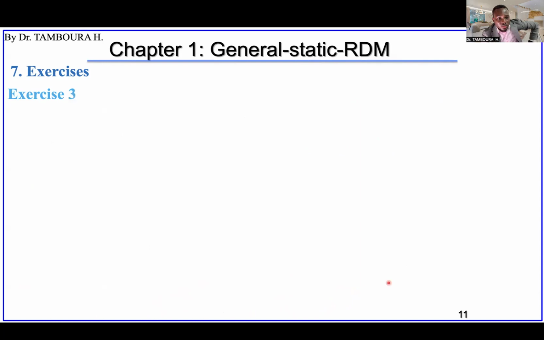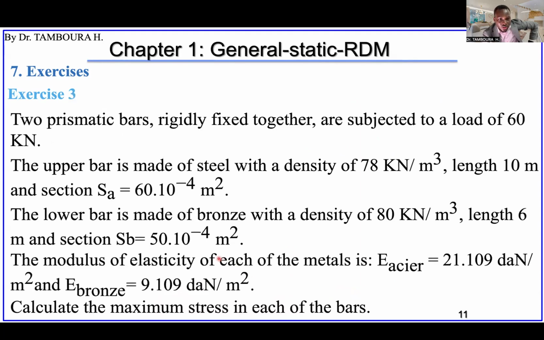Okay, let's go to exercise number 3. Let me go directly to the summary of this exercise, because we have two prismatic bars rigidly fixed together, and these are subjected to a load of 60 kilonewton. The upper part is made of steel with a unit weight of 78 kilonewton per cubic meter. The length of this upper part is 10 meters. Section 60 by 10 power minus 4 square meter.